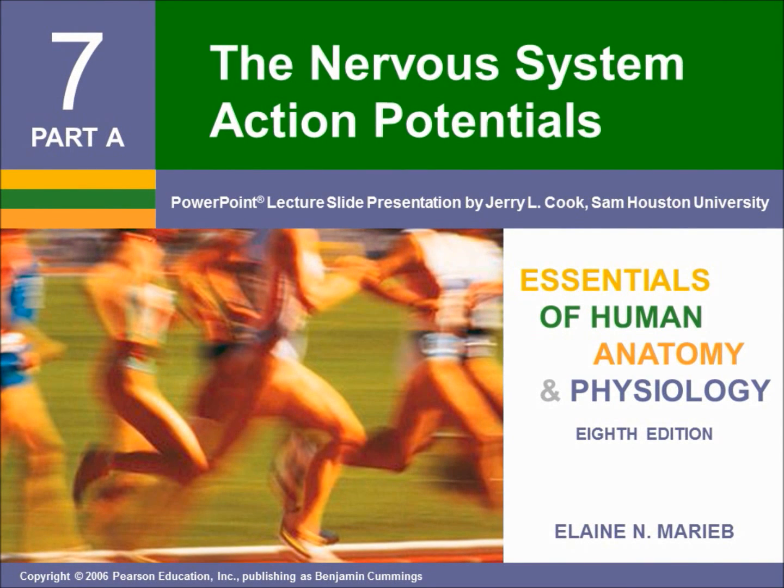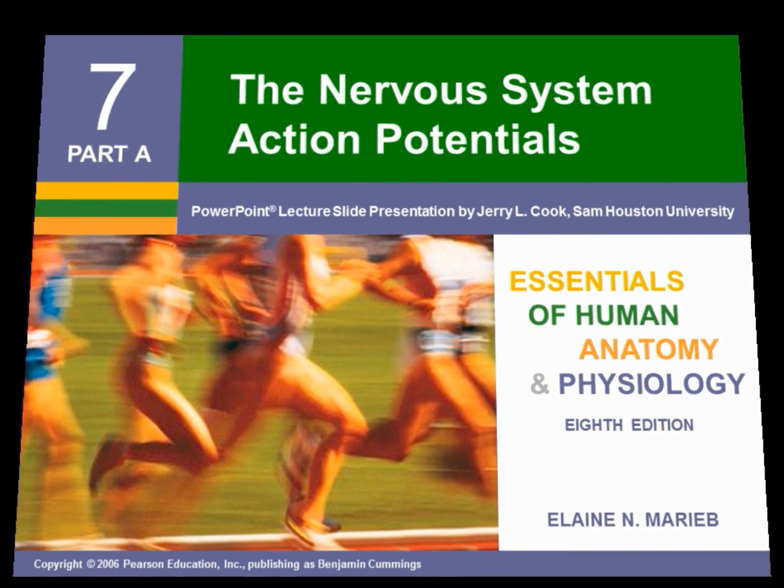This little presentation is going to be dealing with how a nerve generates an action potential, which is basically a nerve impulse. And to begin with, we're going to look at a couple of important terms and characteristics of nervous tissue.